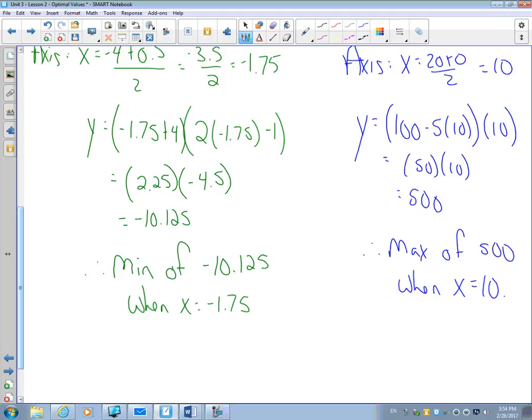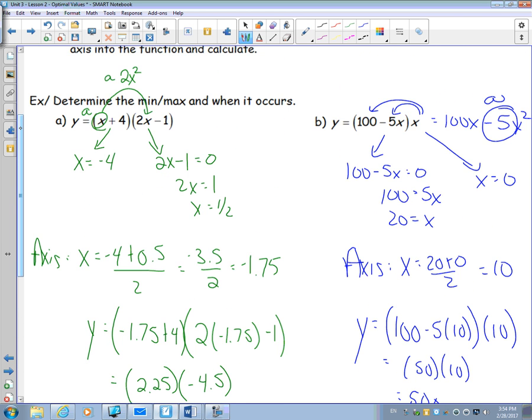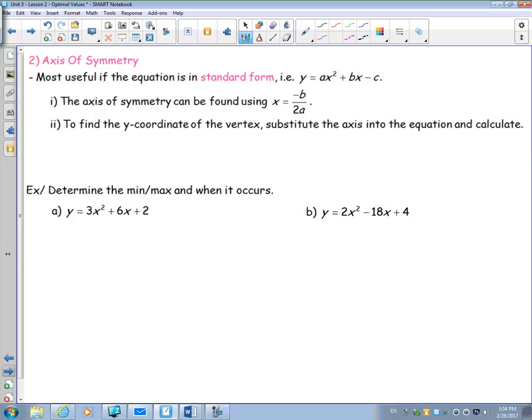I think factored form is the messiest form to work with. I often prefer to change factored form into standard form. I think this equation right here is actually easier to work with because there's a little shortcut. When we have things in standard form, y equals ax squared plus bx plus c, the axis of symmetry can be found by that quick little formula, negative b over 2a.